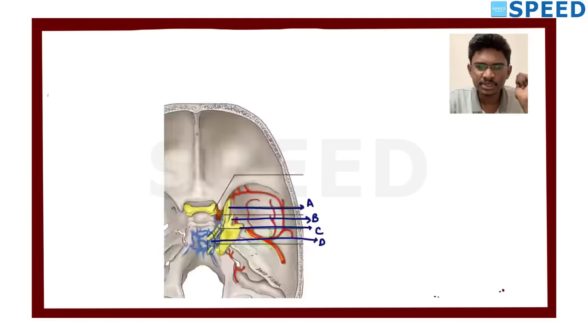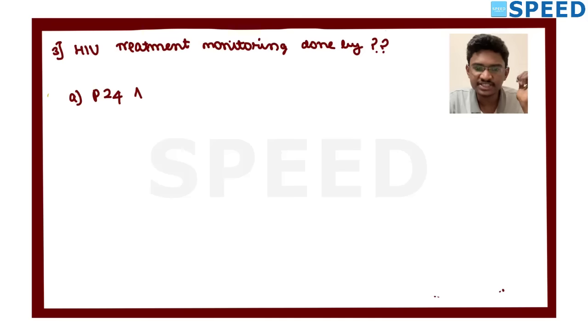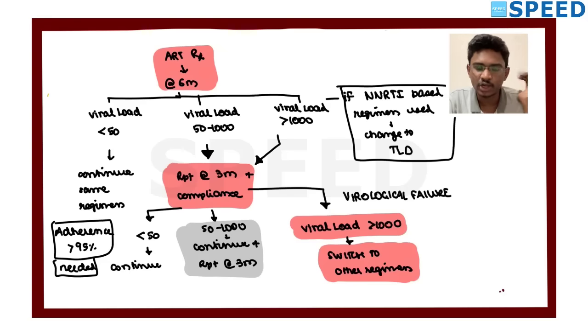Yeah. Next question. HIV treatment monitoring is done by A, viral load, B, or P24 antigen assay. So if you see this, as per NACO 2022, the only thing which should be done routinely in this patient of HIV is viral load. Okay, even CD4 count is not a routine thing to do.